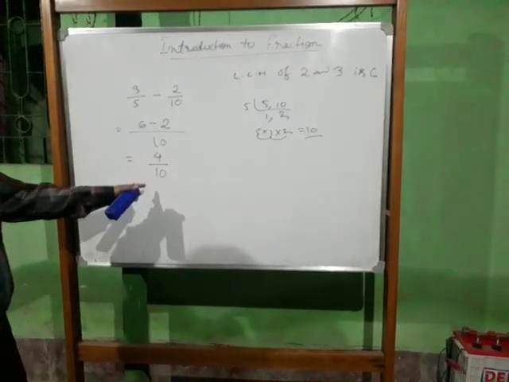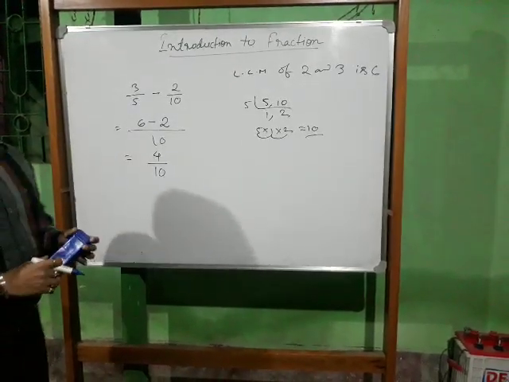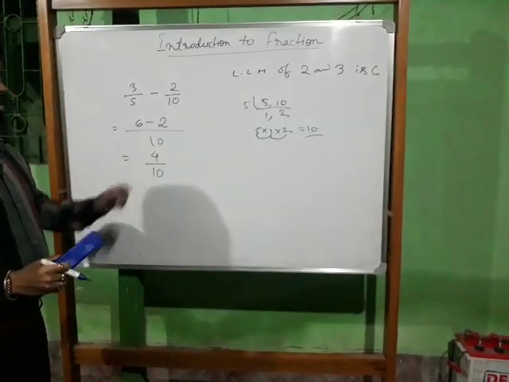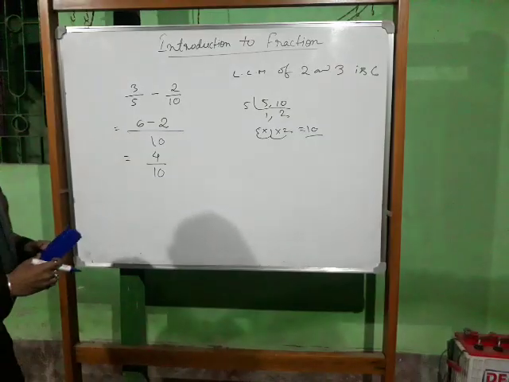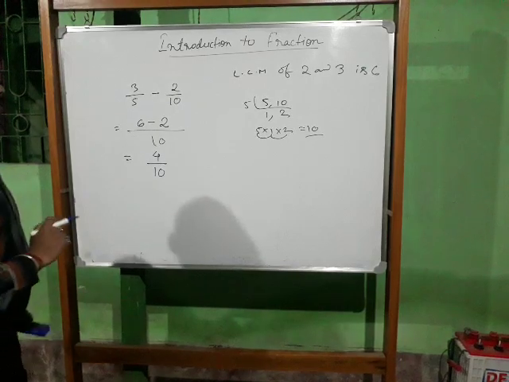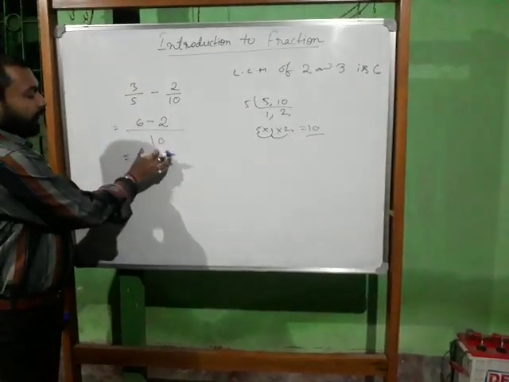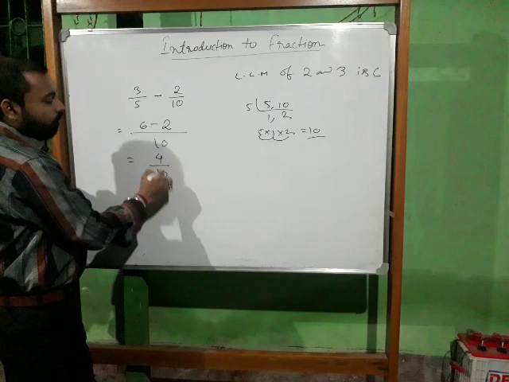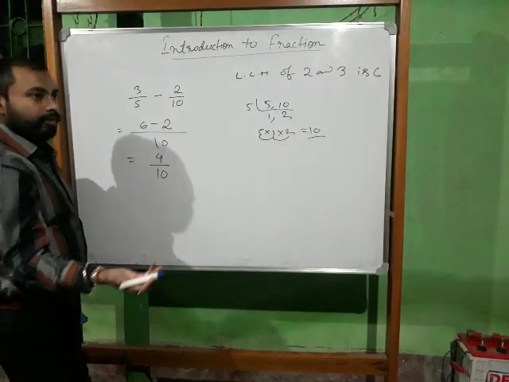So the answer is 4 by 10. Now one thing I would like to say: 4 by 10, we can reduce it. That is not in the lowest term. Reduce means to reduce the fraction to lowest term. So you see 4 by 10, both are even numbers and it will be divisible by 2.